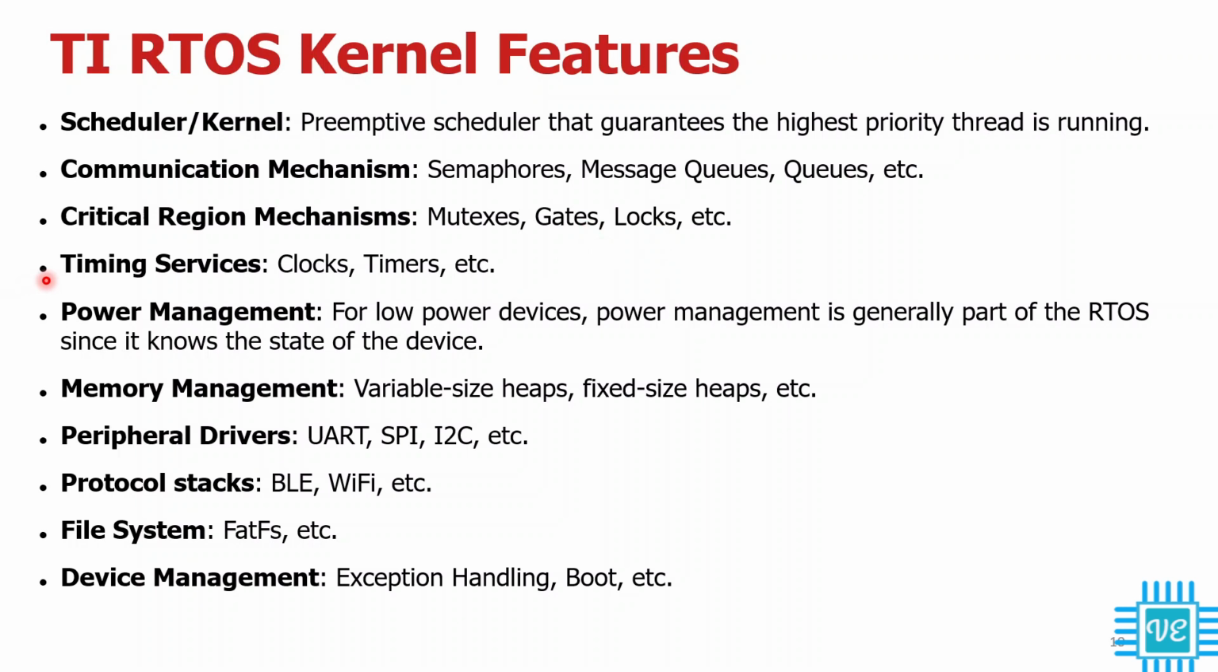Okay, and it also provides the timing services, namely clocks and timers. So we use the clocks, and there is one API called Task_sleep, which will actually put one particular task into the block mode. Okay, so you can use that, and also you can use the timers to generate the software interrupts. We will talk about what the software interrupts are a little later.